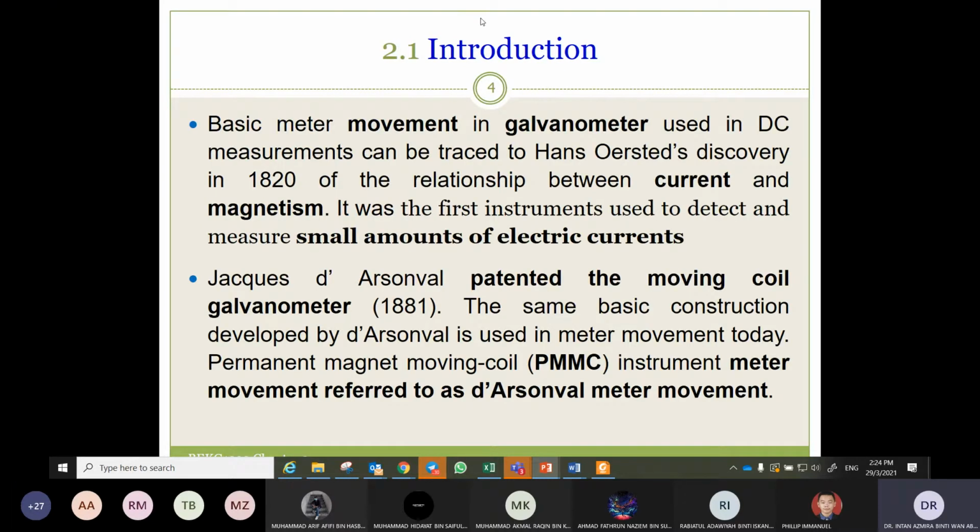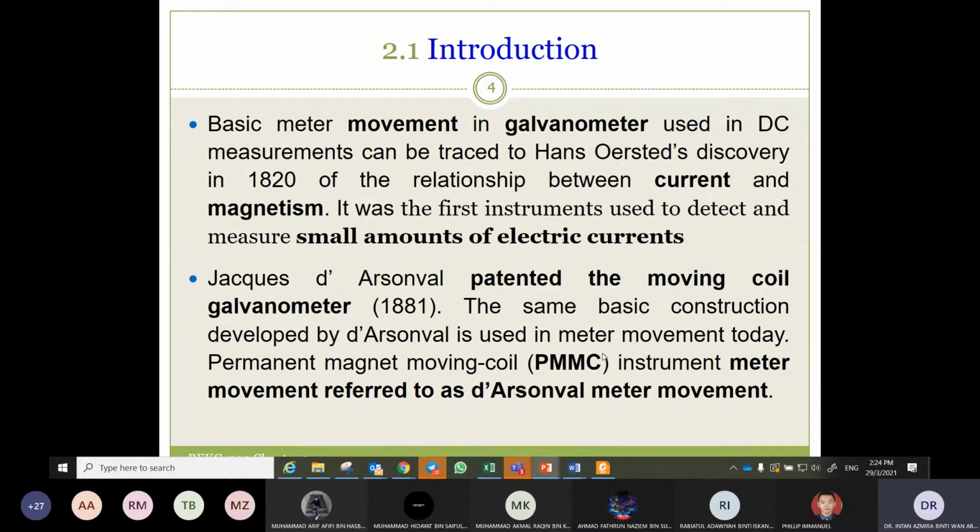Okay, this is an introduction. The basic meter movement in a galvanometer used in DC measurements can be traced to Hans Oersted's discovery in 1820 of the relationship between current and magnetism. It was the first instrument used to detect and measure small amounts of electric current. So, the galvanometer is the first instrument to detect small amounts of electric currents. And then, D'Arsonval patented the moving coil galvanometer. The same basic construction developed by D'Arsonval is used in meter movement today. The PMMC instrument meter movement is referred to as the D'Arsonval meter movement.